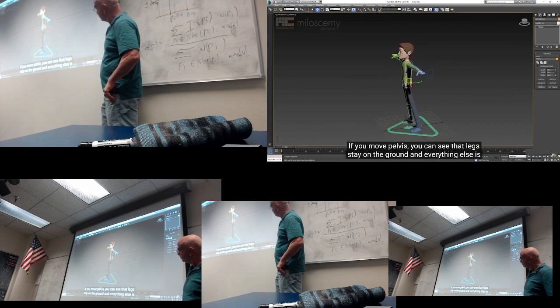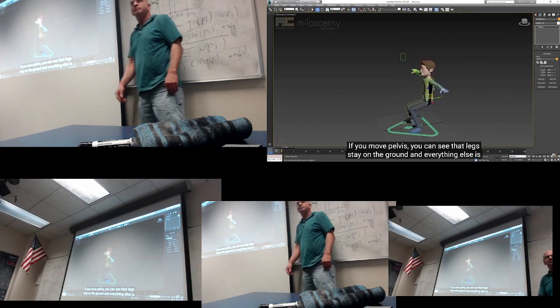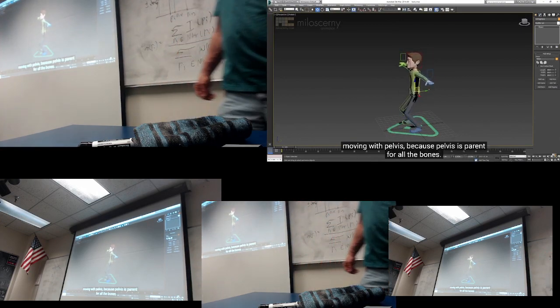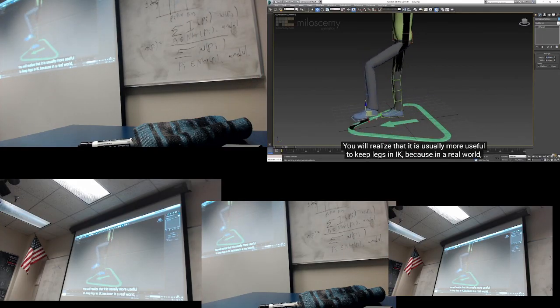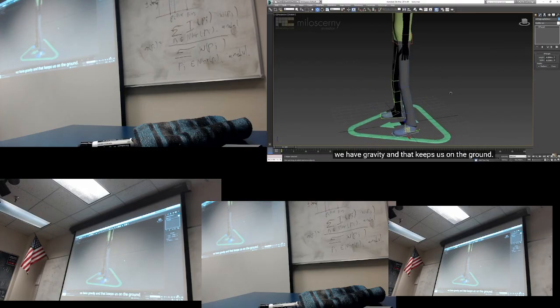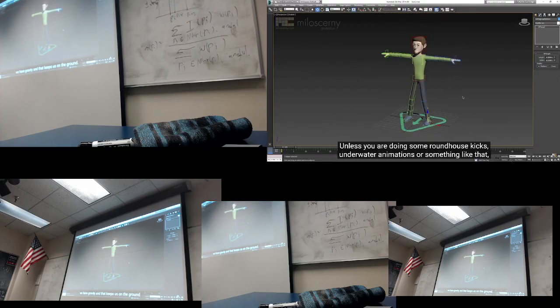If you move the pelvis, you can see that the legs stay on the ground and everything else moves with the pelvis, because the pelvis is a parent for all the bones. You will realize that it is usually more useful to keep legs in IK, because in the real world we have gravity, and that keeps us on the ground. Unless you are doing some roundhouse kicks, underwater animations, or something like that, you can keep legs in IK.